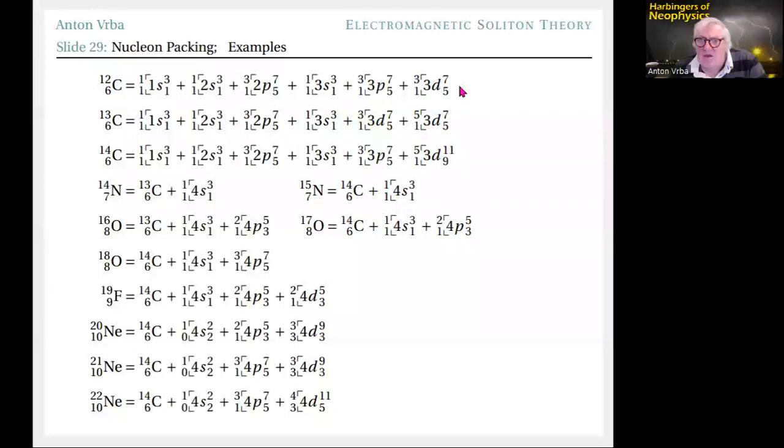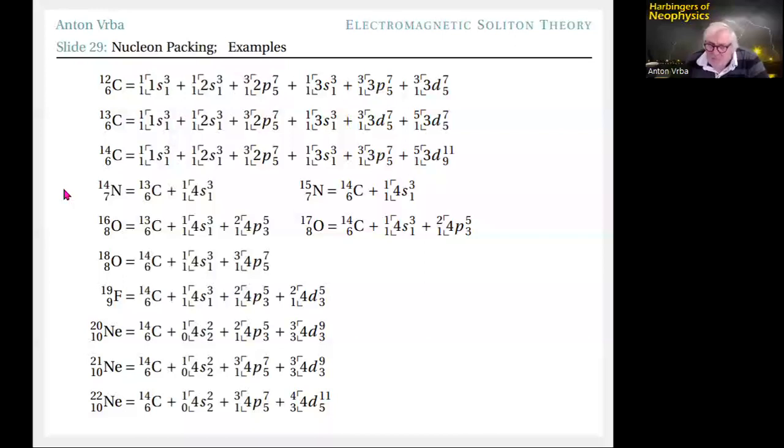I've got a mistake in here, guys. Sorry about this. That 7.5 is incorrect, and that should be a 9.7 here for carbon 13 and carbon 14.